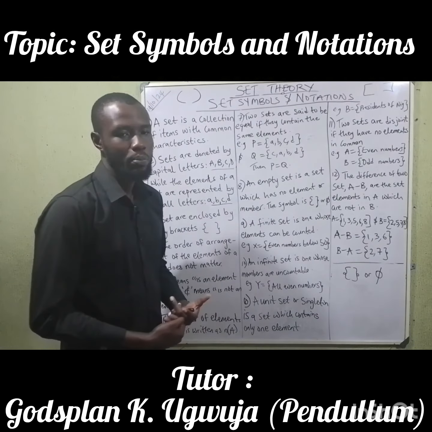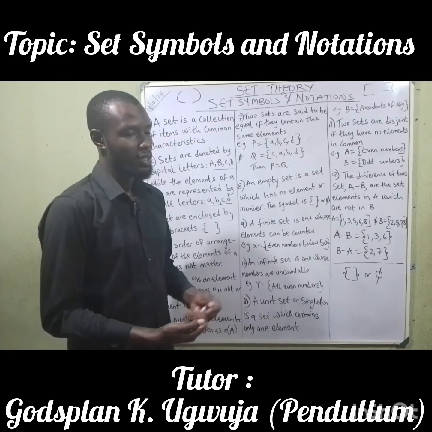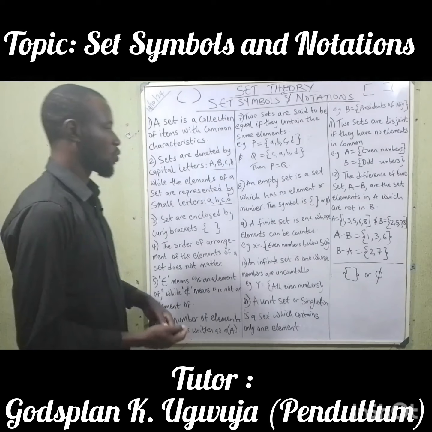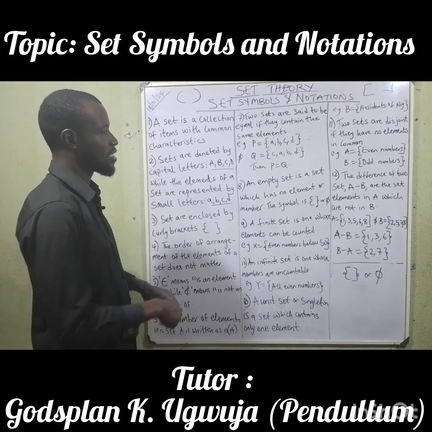Or a set of people that will live forever. That should be an empty set because I don't think there's anybody that will live forever as far as we know. So that's an empty set, no element or member. Then you also have a finite set.